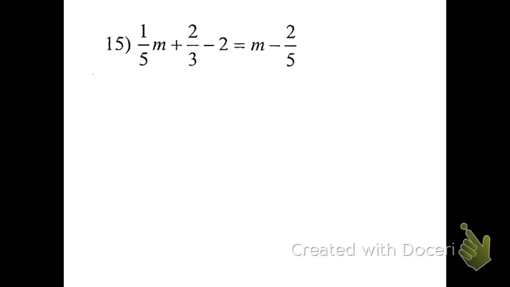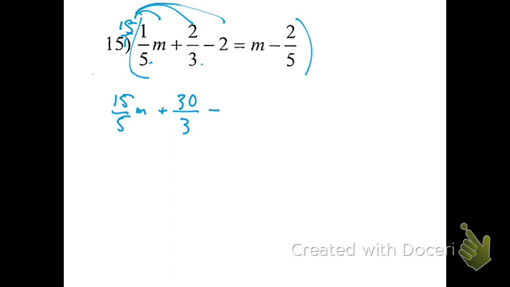Yeah, here we go. Probably the last one I got. So I'm changing it back to blue. Why not? I'm going to go ahead. I have 5 and 3. They both go into 15. So I'm going to multiply everything by 15. So this will be 15 over 5m plus 30 over 3 minus 30. And then I'm multiplying these both by 15 over 1 as well. So this will be 15m and then minus 30 over 5.